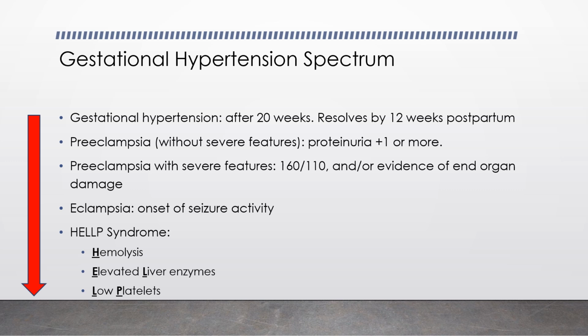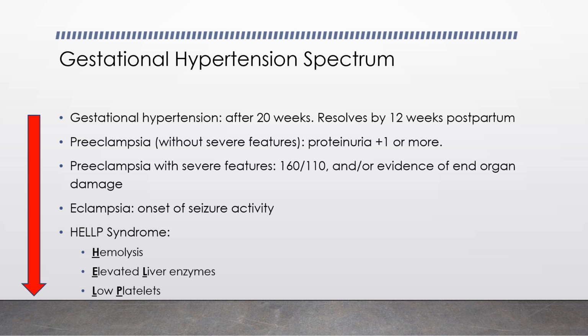Moving to eclampsia, the only difference between preeclampsia and eclampsia is the onset of seizure activity. So usually you won't see a woman that just has preeclampsia without severe features move right to eclampsia. More likely you'll see a woman with evidence of end organ damage and a high blood pressure that leads to seizure activity. And that central nervous system, that end organ, is affected.